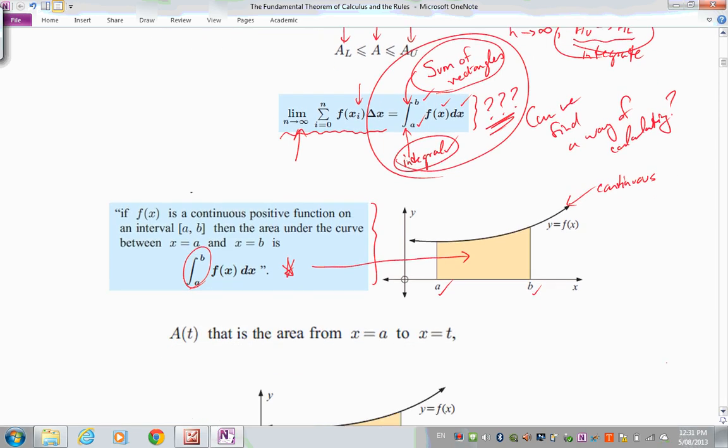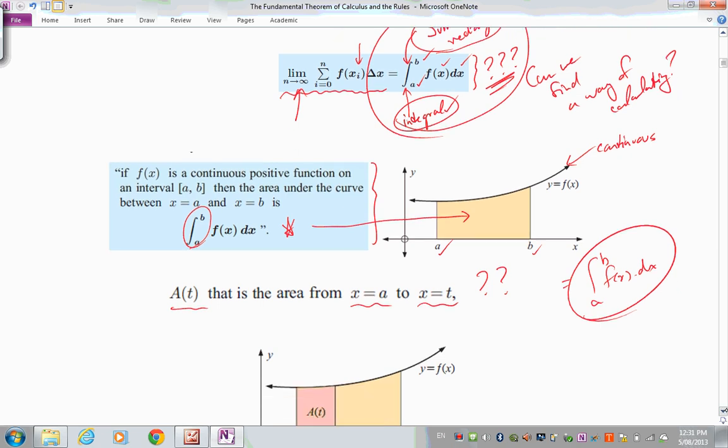So we're going to define A of t, that is the area from x is a to x is t. Can we find this function? And of course we're going to put it equal to the integral from a to b of f of x dx. If we can find it, there's our symbol for the process. What will the function be? Can we find that function?